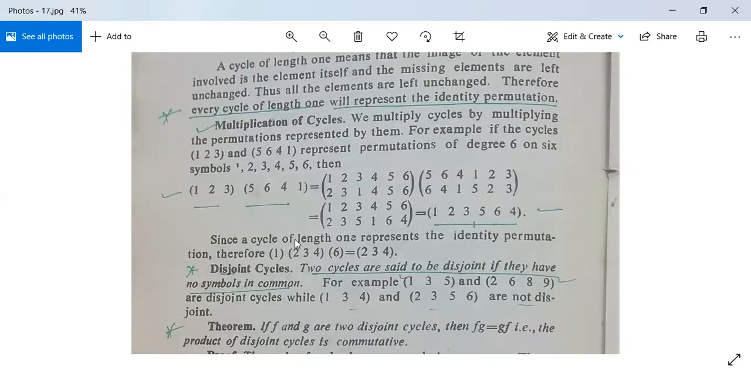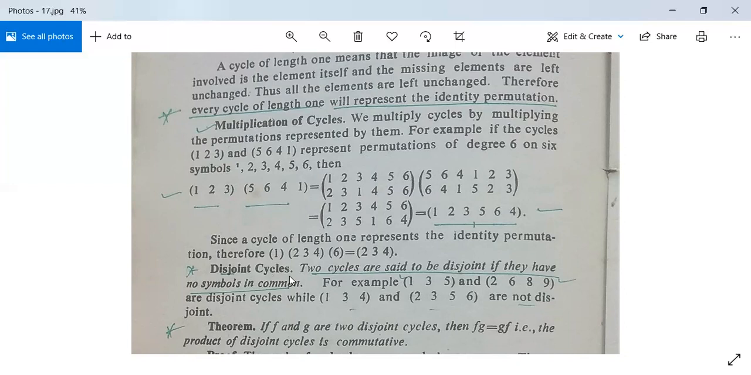Since a cycle of length 1 represents the identity permutation, therefore a cycle of length 1 into a cycle of length 3, (2, 3, 4), into a cycle of length 1 is equal to the cycle (2, 3, 4) of length 3, because this 1 and this 6 are identity permutations.